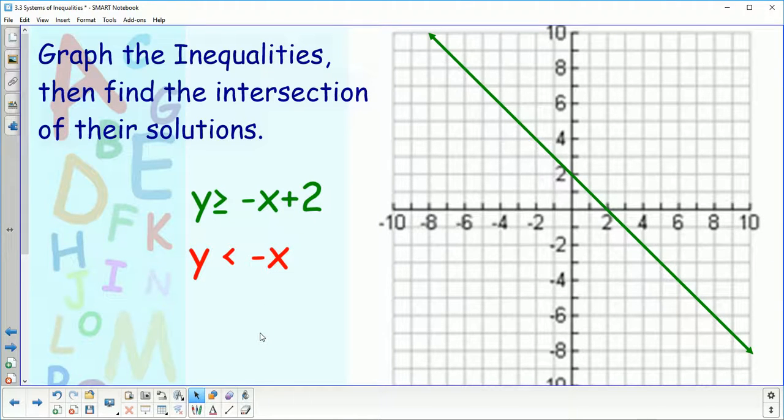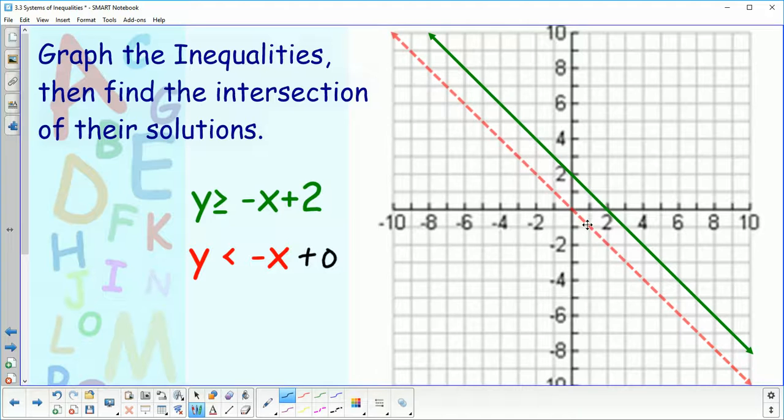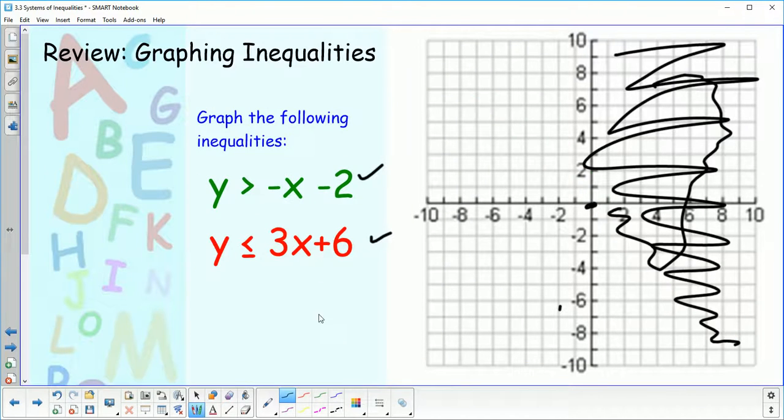The second equation, sometimes we have trouble with this because we don't recognize our y-intercept. Since there's no constant added, you could just think of this as a plus 0, which means we're going to go through the origin, and now we have a dashed line, same idea, going down one, right one, down one, right one.